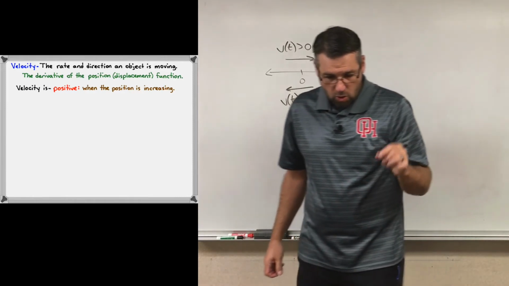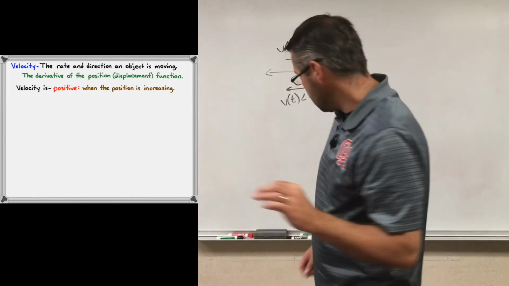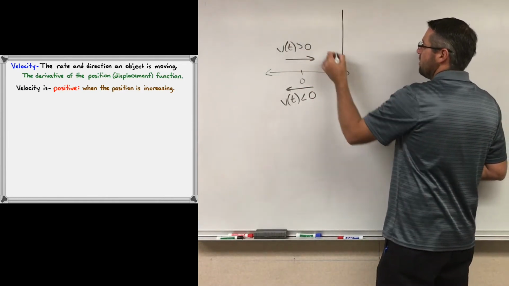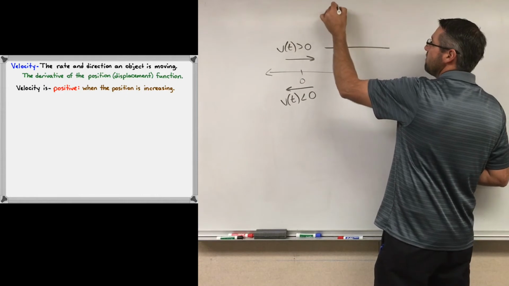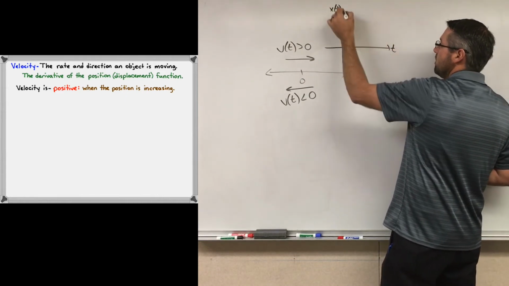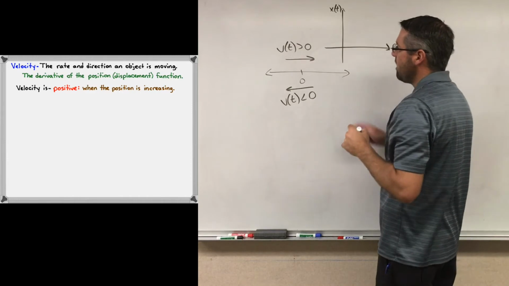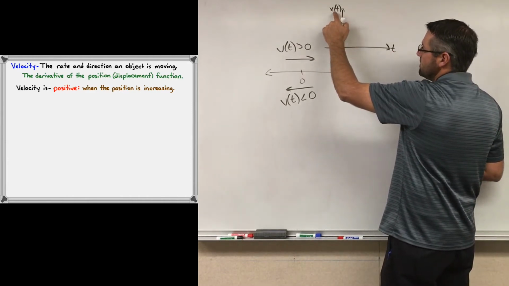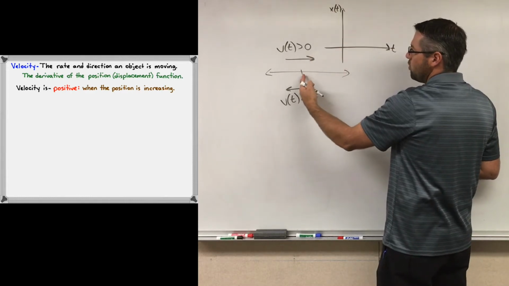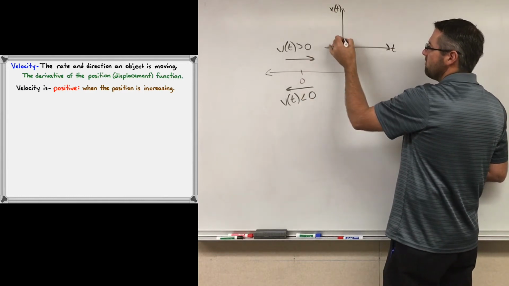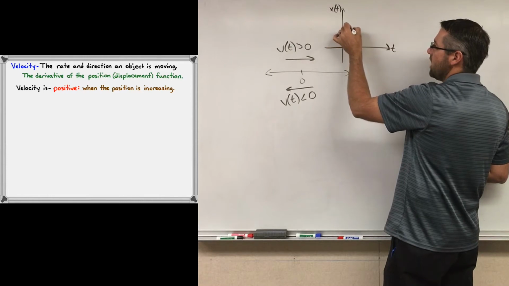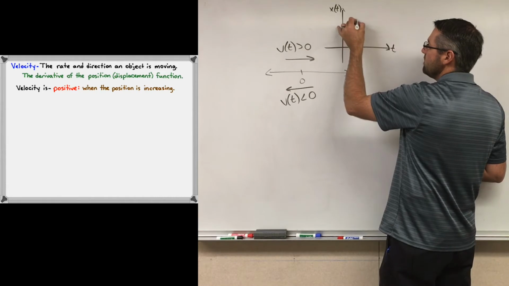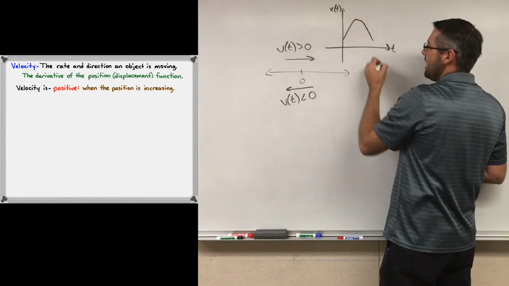But the correlation here is something that's very important. If I were to graph the position-time graph of this relationship, and I told you that the velocity is positive, then that would mean the position is increasing because we are moving to the right. So if the velocity is positive, we are going to see the position going up. When the velocity is negative, you're going to see the position going down.